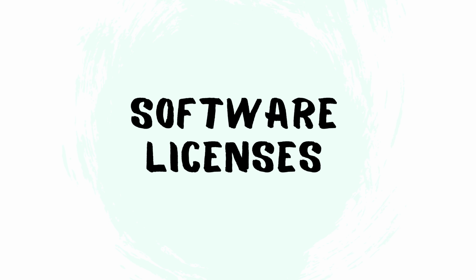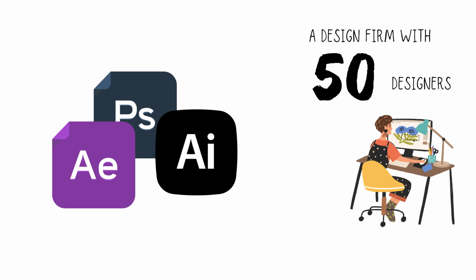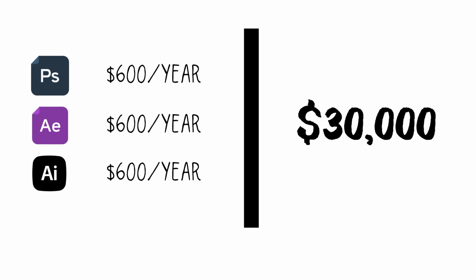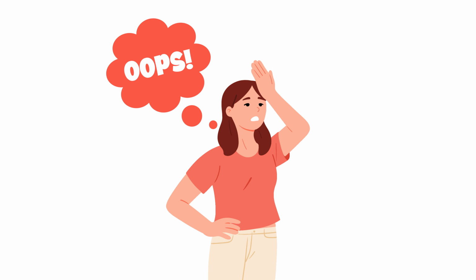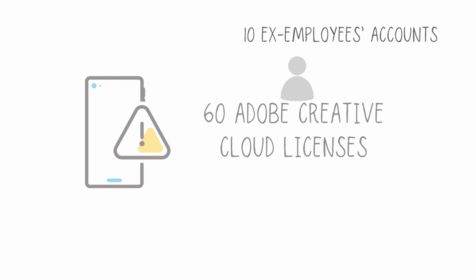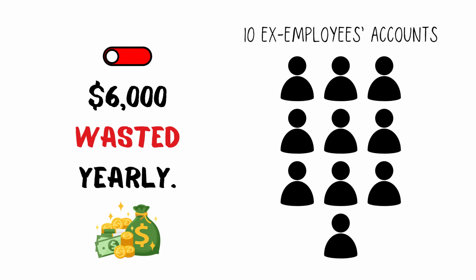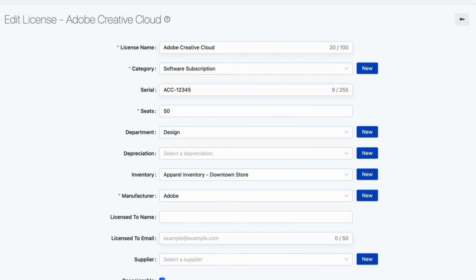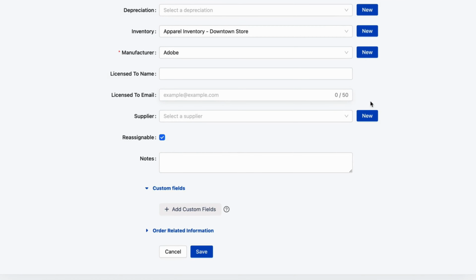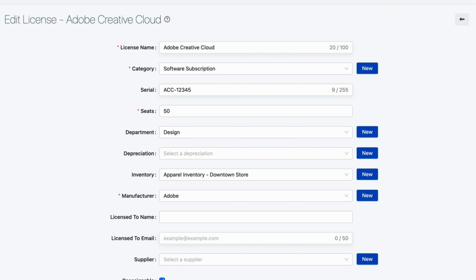Another example, software licenses. Let's say a design firm uses Adobe Creative Cloud for 50 designers. Each license costs $600 a year, so that's $30,000 annually. Mistakes happen. The IT team might not realize they're still paying for 60 licenses because 10 ex-employees' accounts were never deactivated. That's $6,000 wasted yearly. ITAM catches that. It flags unused licenses and lets you reassign them, cutting costs without someone having to dig through records manually.